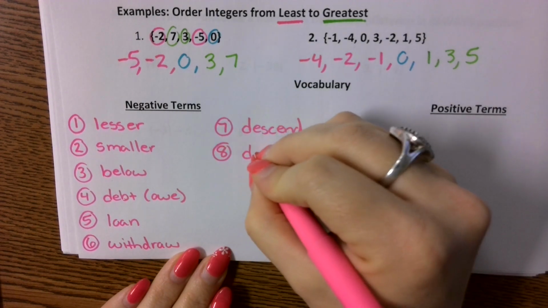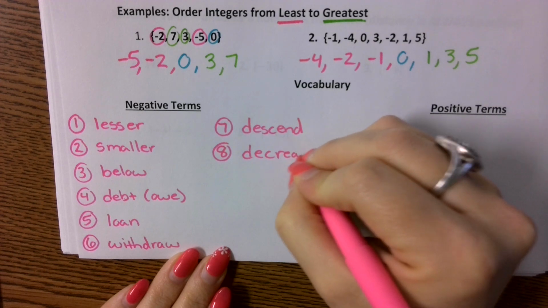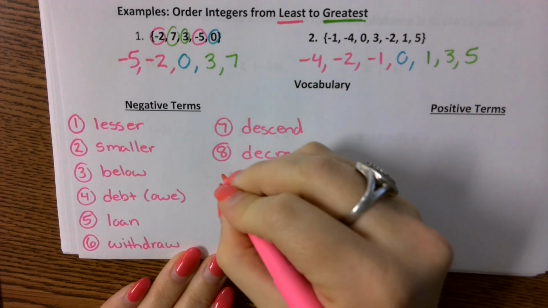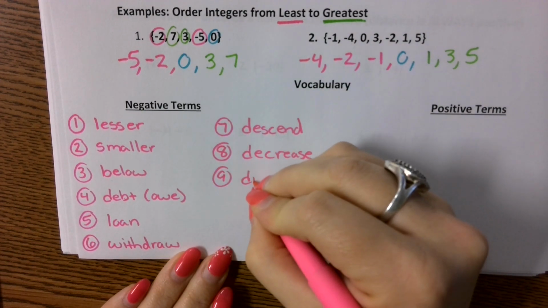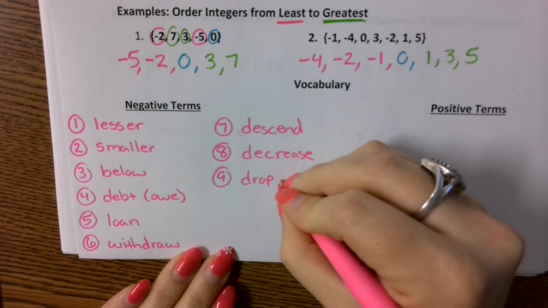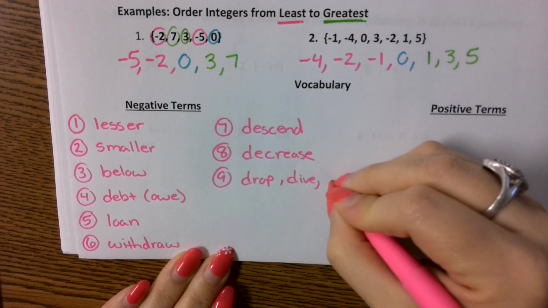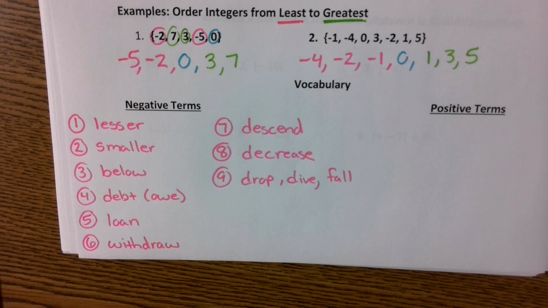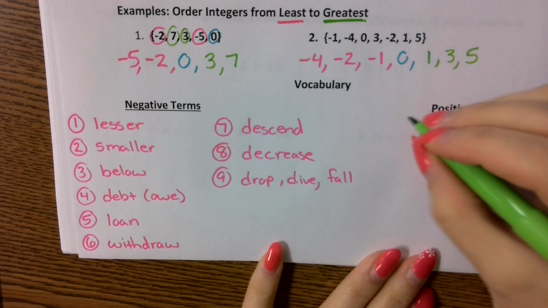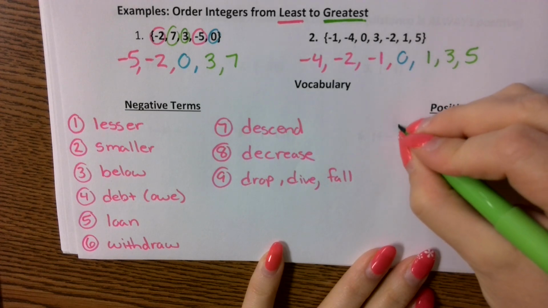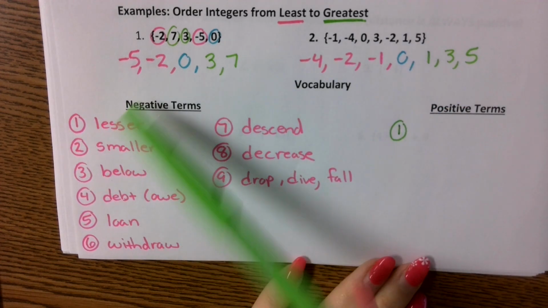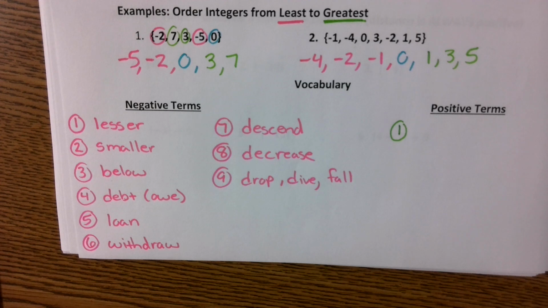Okay, and then we've also got some other D value words. So we've got decrease, and we also have drop. Drop, dive, fall, they all kind of represent the same terminology. A drop, a dive, a fall. Okay, so now based off of these select words that I've given to you, I want you to tell me what would the opposite be? What would the positive version be for lesser? Sammy? Greater.